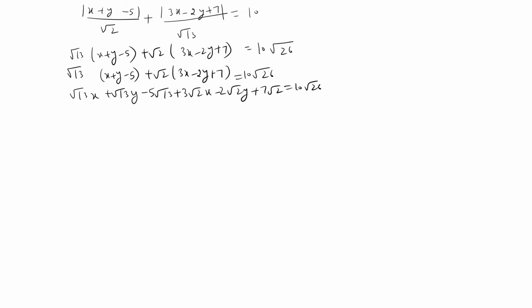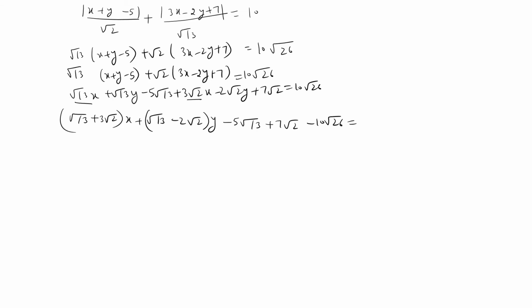Now let us combine the x coefficients: (root 13 plus 3 root 2) into x, plus (root 13 minus 2 root 2) into y, minus 5 root 13 plus 7 root 2 minus 10 root 26, equal to 0. So this is the first equation, of the form ax plus by plus the complete constant term, the equation of a straight line.